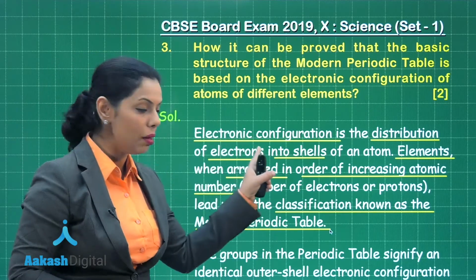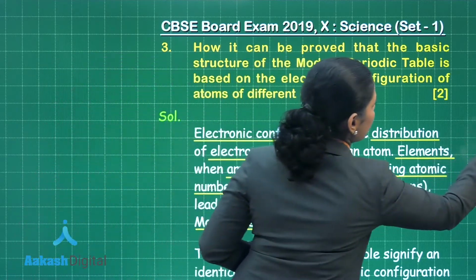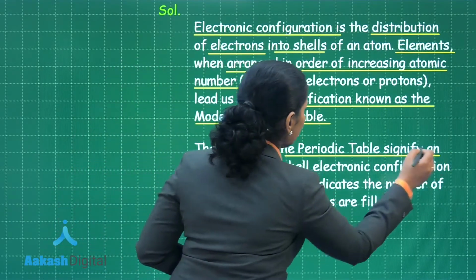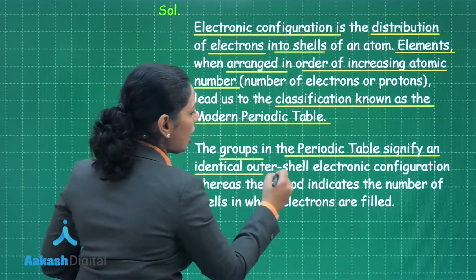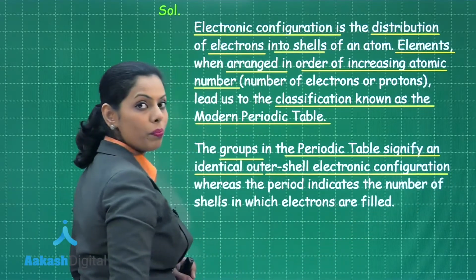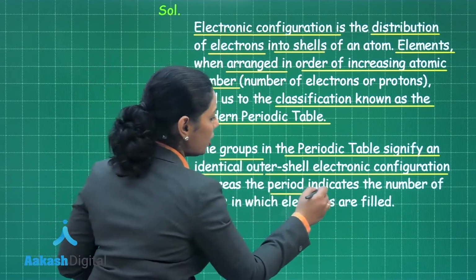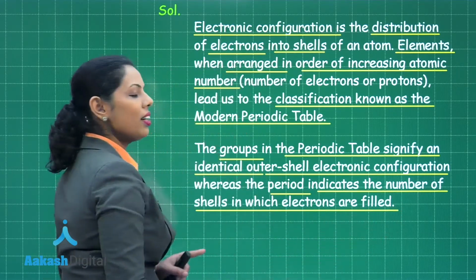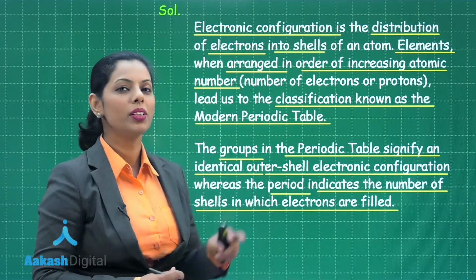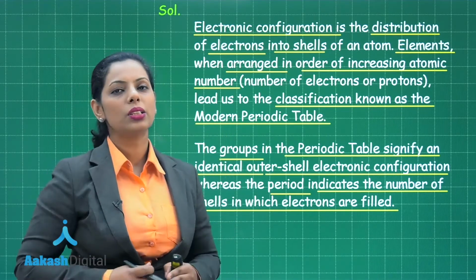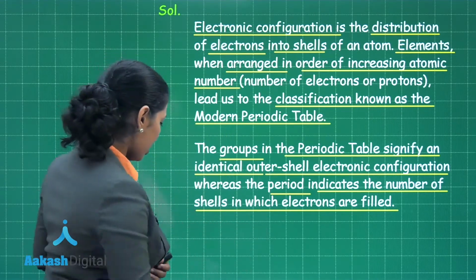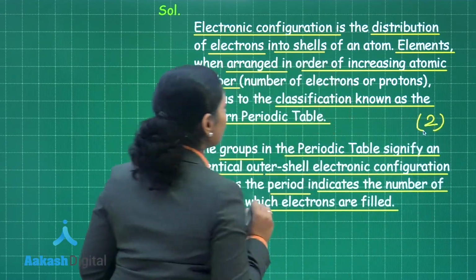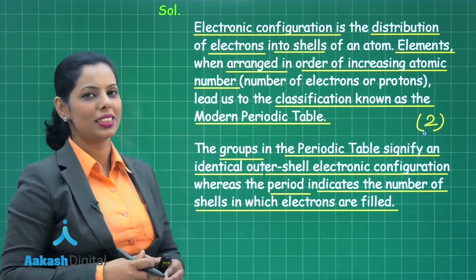We can also specify it by writing that the groups in the modern periodic table signify an identical outer shell electronic configuration, while the periods indicate the number of shells in which electrons are filled. I hope you have written this answer in a similar manner, and if you write it this way, you will get 2 marks for this reason. I hope this is clear to you.